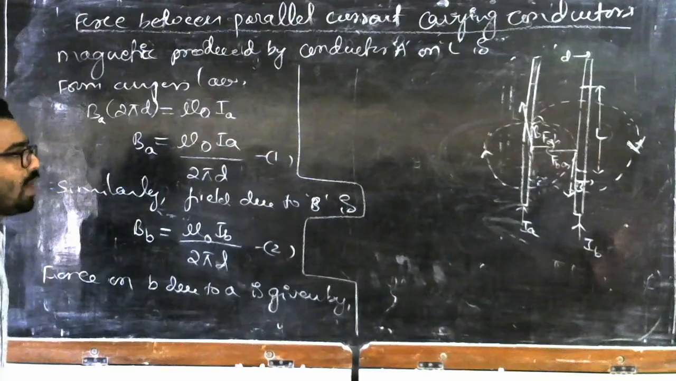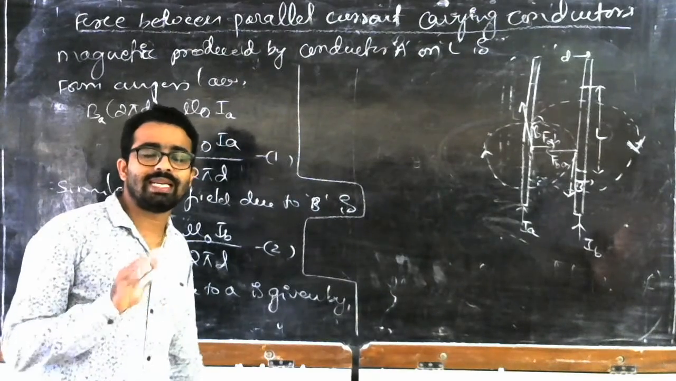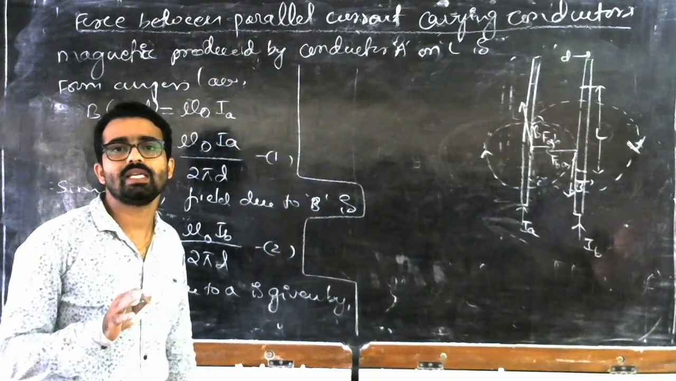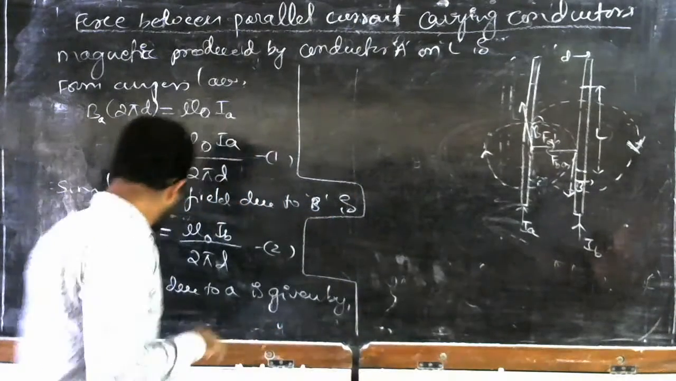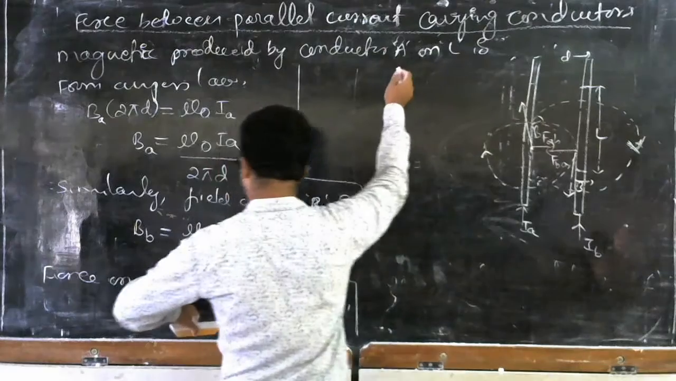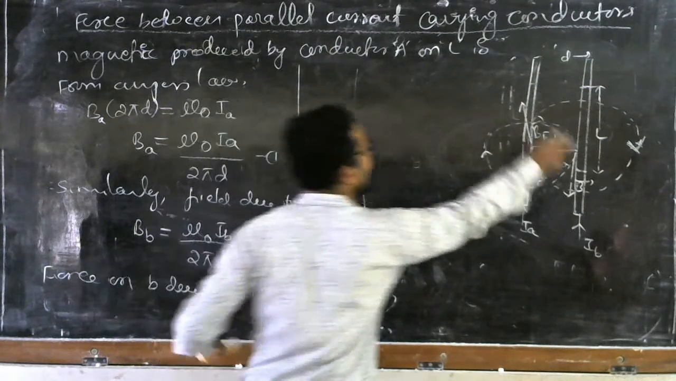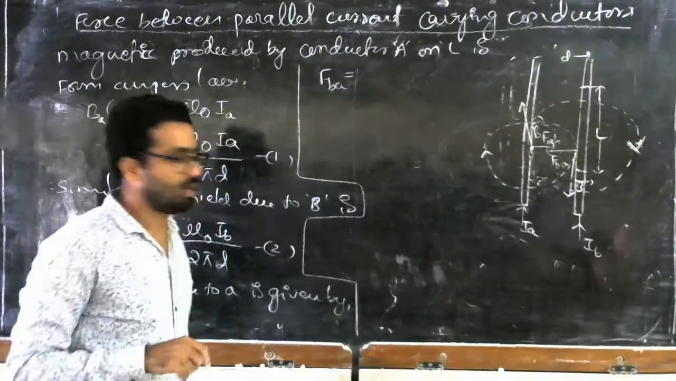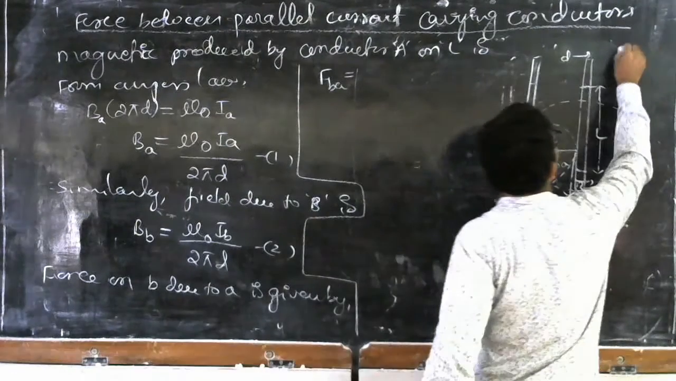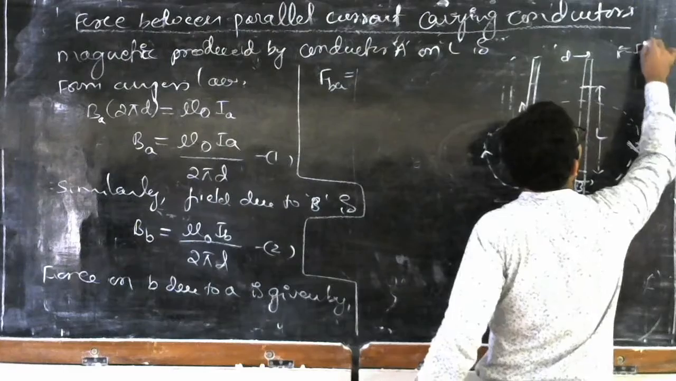Now we have to make use of the equation, that is F is equal to ILB sin theta. That is the equation we have to use. What we are finding is the force on B due to A. The equation we are going to use here is F is equal to ILB sin theta.